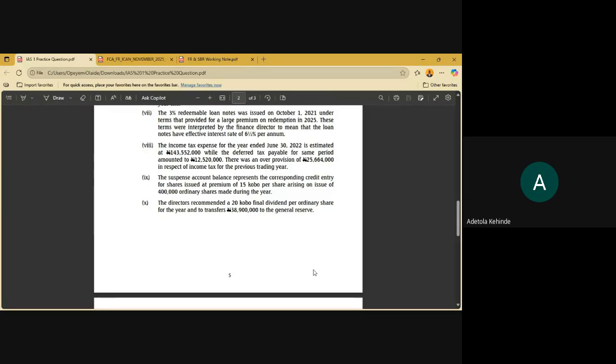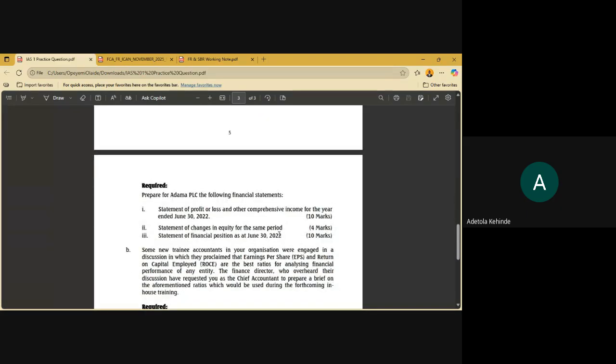Required. So please scroll down. Required. Prepare for Adama PLC the following financial statements. 1. Statement of profit or loss and other comprehensive income for the year ended June 30th, 2022. Statement of changes in equity for the same period. Statement of financial position as at June 30th, 2022.